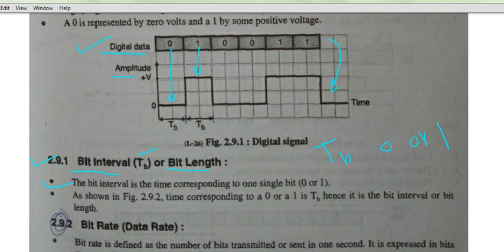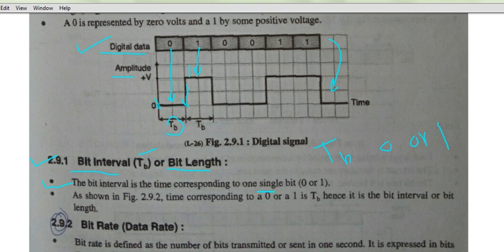तो ये जो टाइम इंटरवल है, ठीक है, फॉर एग्जाम्पल दिस TB between this 0 and when it starts towards the high value, that is 1. Okay, so this is the bit interval between 0 and 1. So that is simply denoted as a bit interval or bit length. Okay, so the bit interval is the time corresponding to one single bit.